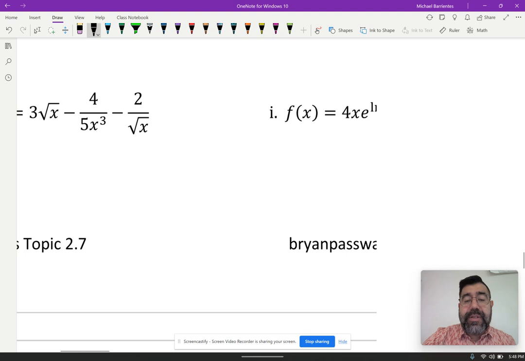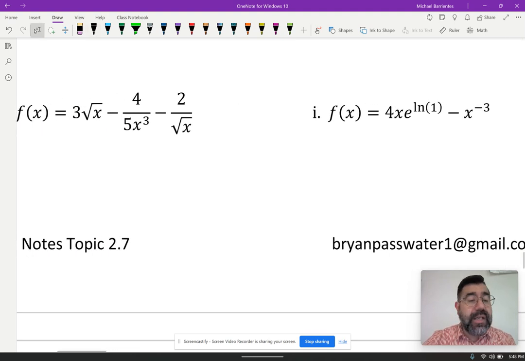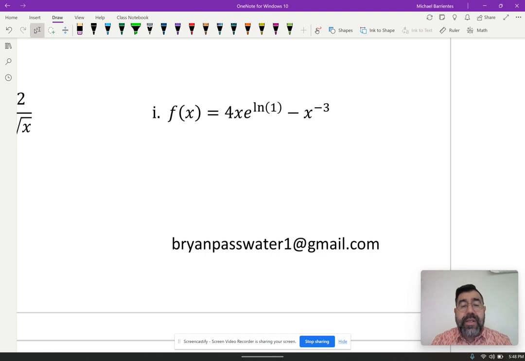I'm going to jump to letter I, and we're going to try to do this one. So I can use the power rule. It's already set up for me to use here. But over here, I see something weird. Unless you remember a couple of things.